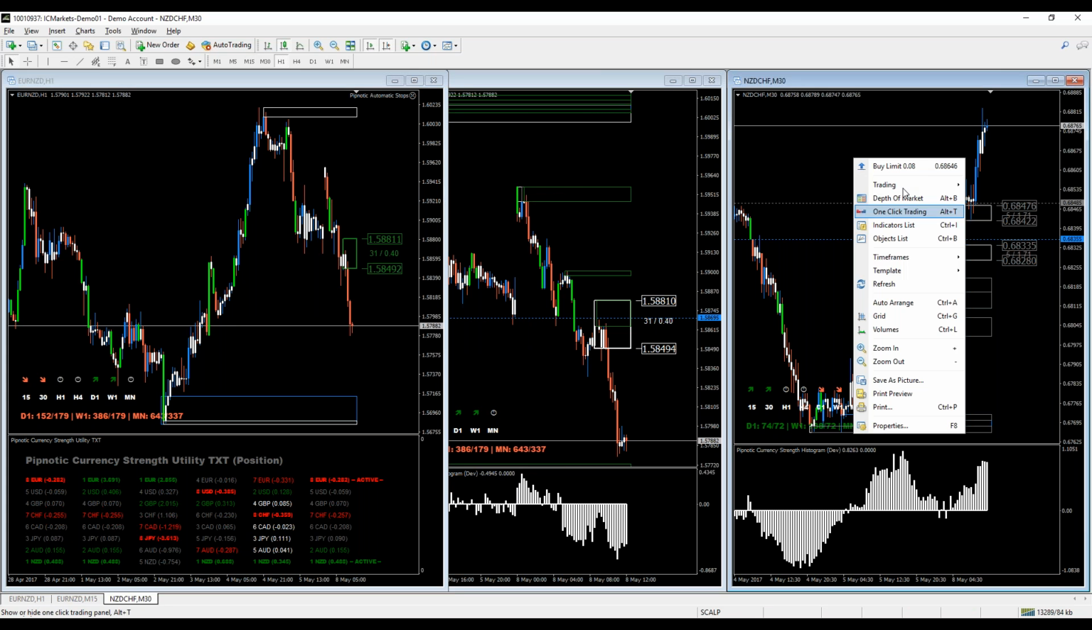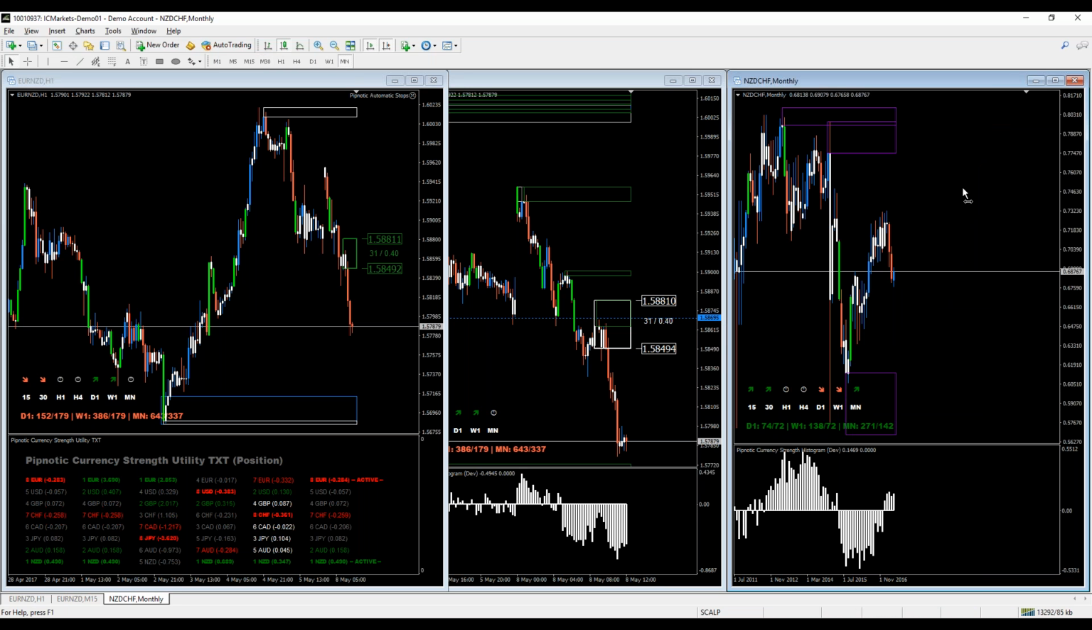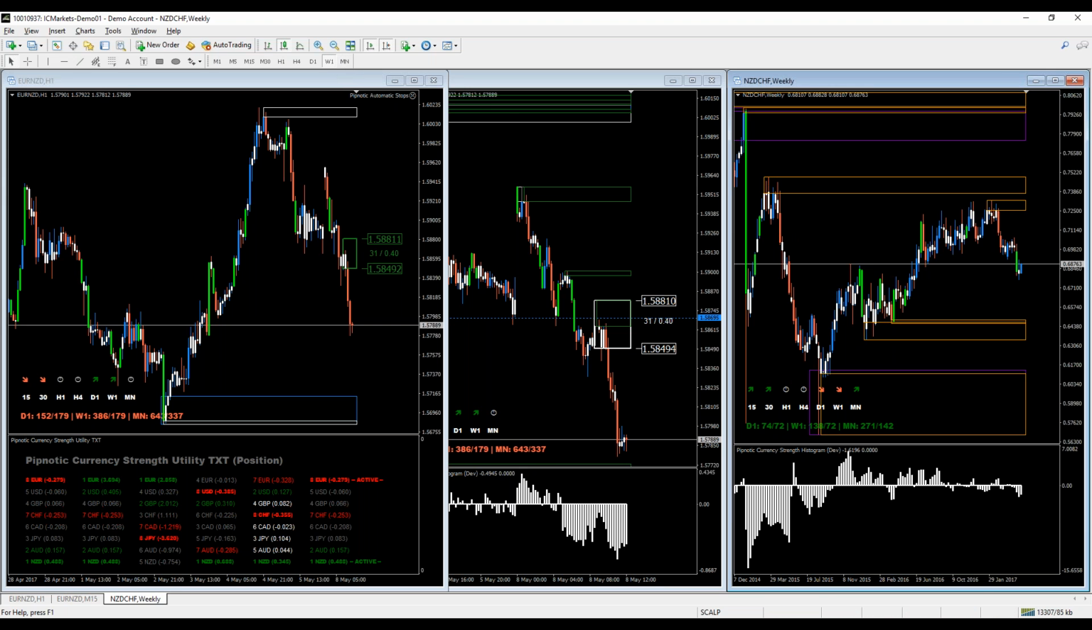So if we reset the template here, and we go to the monthly, which tells us that this pair should be crawling higher. And you can see that it is. It's slowly climbing higher. We're having a nice retracement down to this area of support, and we're reacting. Go to the weekly. You can see that we are indeed reacting at this area of demand.